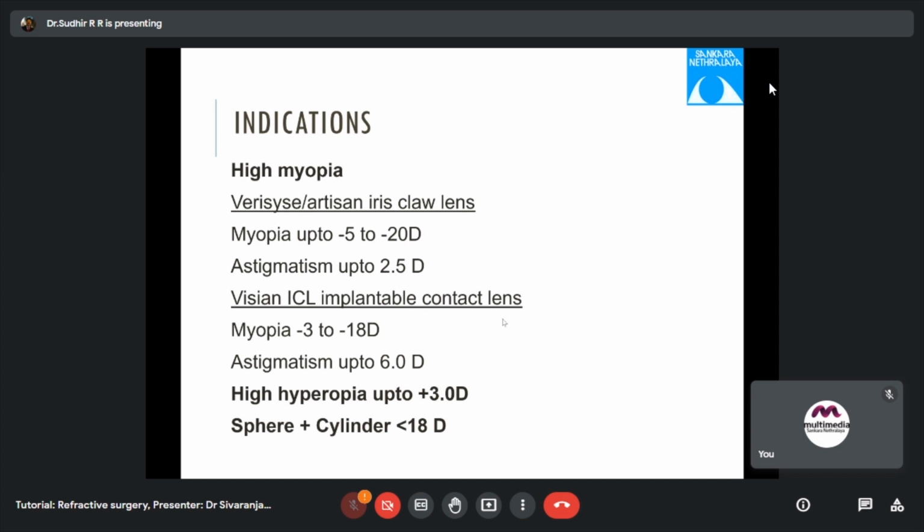The patient has -17 with -3 cylinder. What will happen? How much can you do ICL? -17 with -3. Okay, -3. You can correct only up to 18. So what will you do? So you have to go for 18. If the patient is happy with -2 uncorrected error, fine. Otherwise, you have to go for a laser-based combination. Okay.